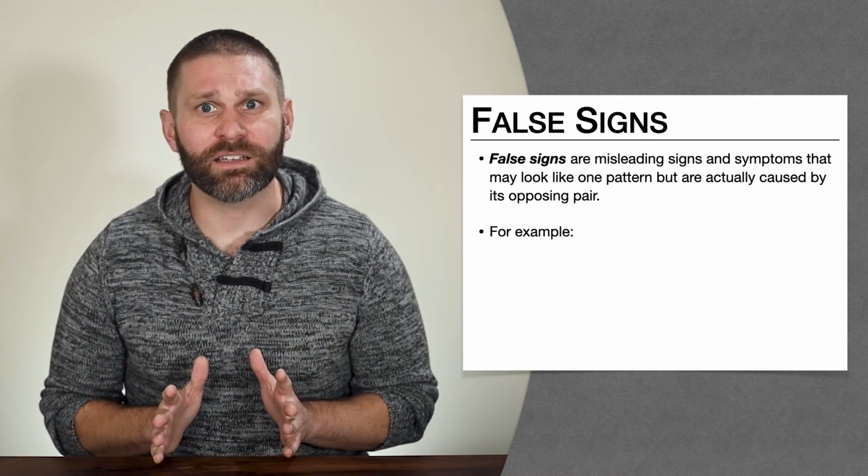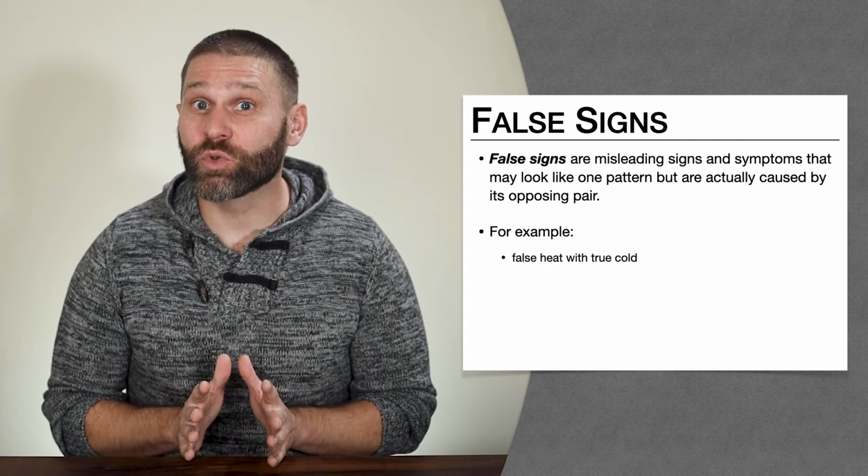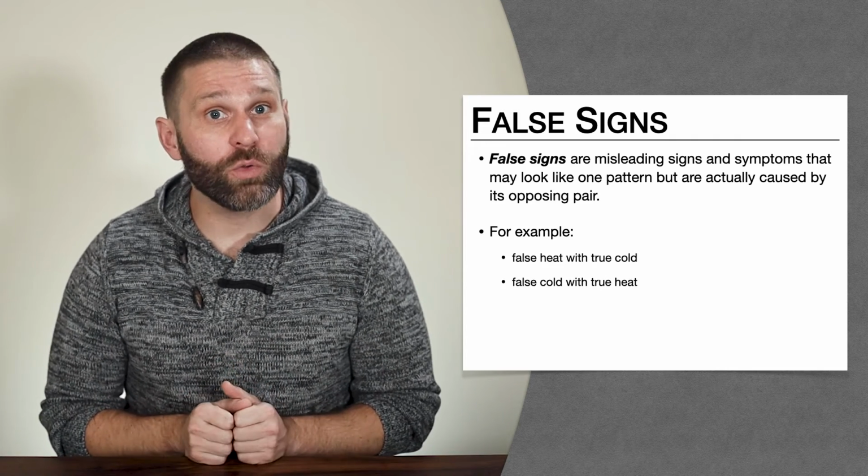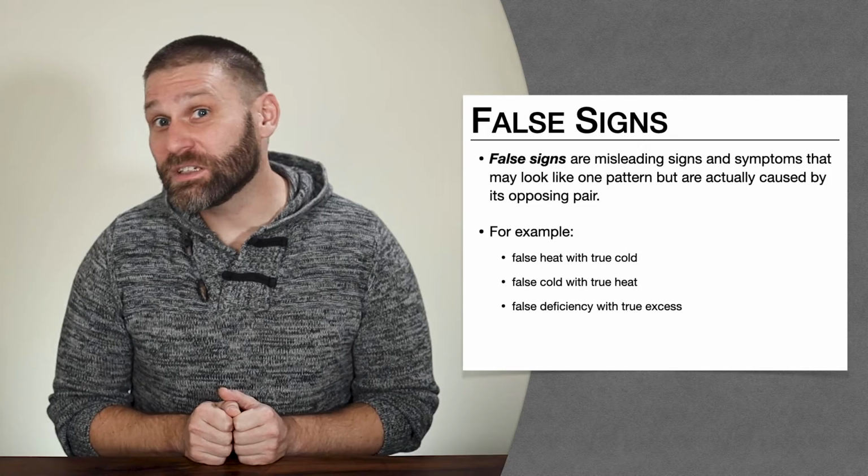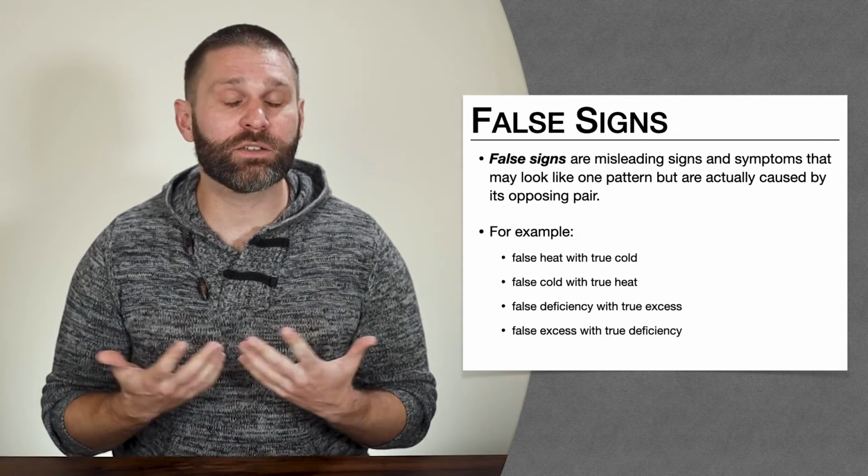So we might say things like false heat with true cold, false cold with true heat, false deficiency with true excess, and so on. For example, I remember one of my first acupuncture treatments at school. The intern asked about my body temperature, and I said, I'm always warm. I'm just a hot, sweaty person. And at that time, I had a lot of acne on my back and shoulders. It was really red and angry and just looked like a lot of heat.